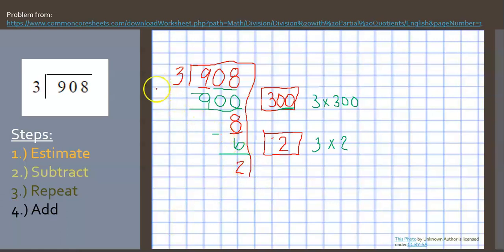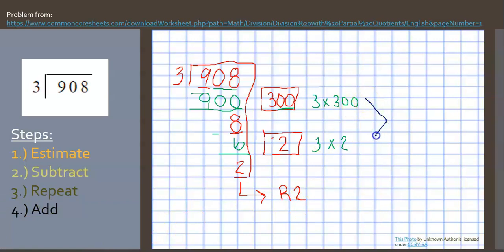Okay, so now we look at our problem again. We're repeating. So what can I multiply 3 by to get as close to 2 without going over? Well, I can't multiply 3 by anything to get without going over 2, because 3 times 1 is 3. So this means that the remainder in my problem is 2. Okay, so now I go to step 4, which is to add.